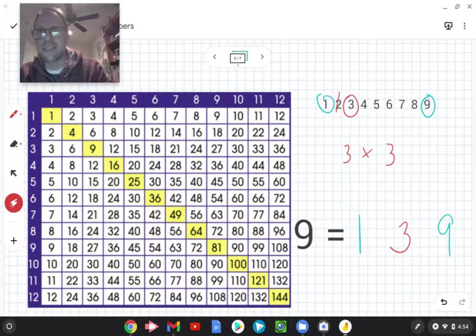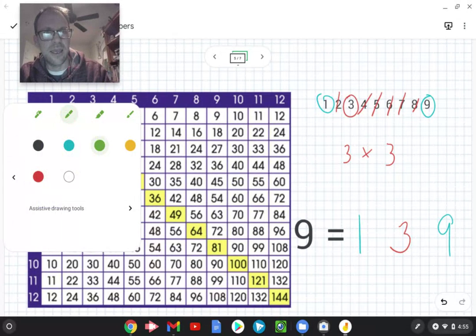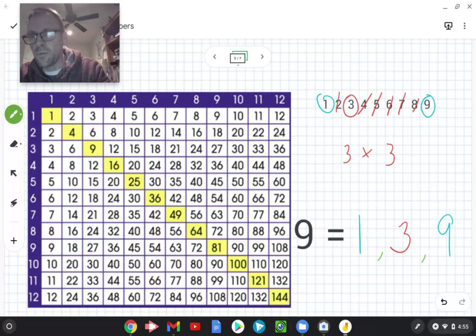And then we'll go to our next number, 4. 4 times anything is 9? Nope. 5 times, nope. 6 times nothing, nope. 7, 8, nope. None of them multiply to get to 9. So 1, 3, and 9, that's our entire factor list. So let's go ahead and make our commas, and 1 times 9.